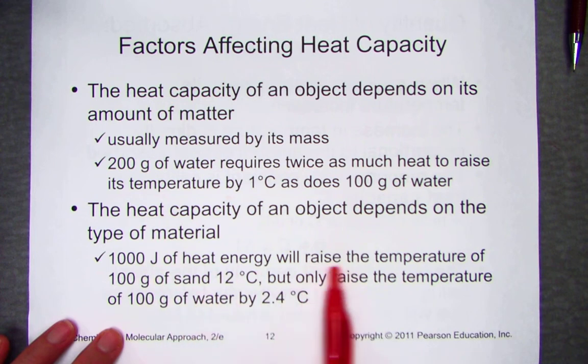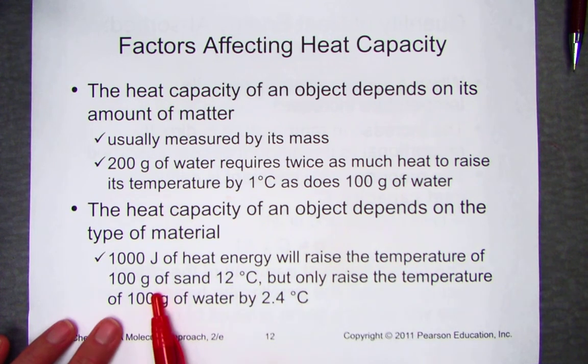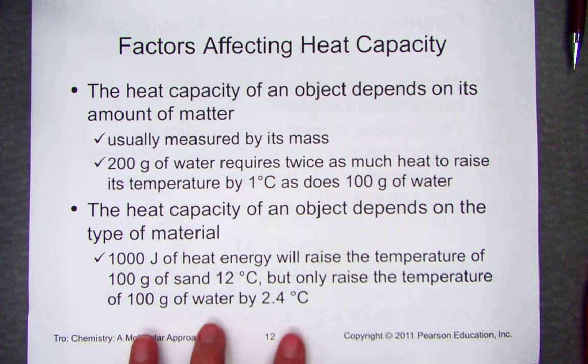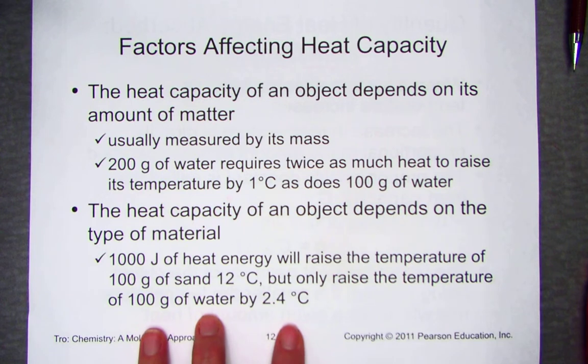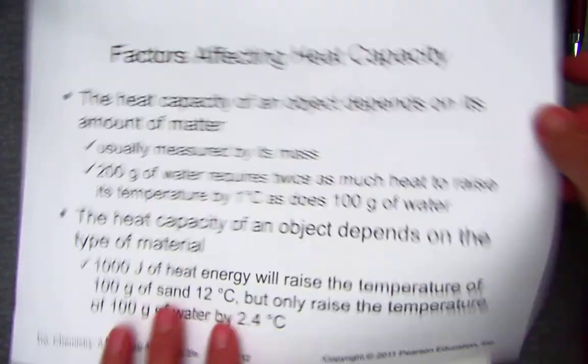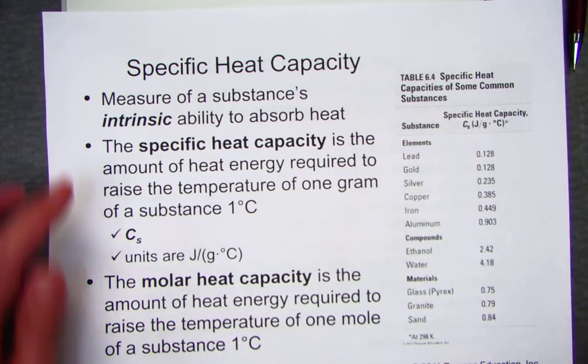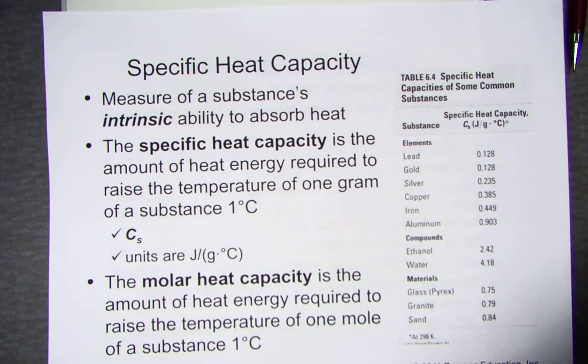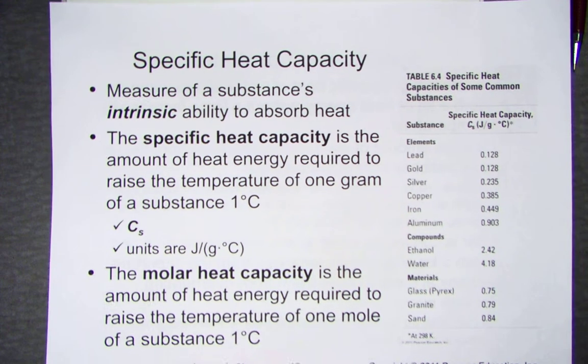1,000 joules of heat energy will raise the temperature of sand by 12 degrees, but the same amount of water only gets warmed by 2.4. Water has a much higher heat capacity than sand. Heat capacity is how much energy it takes to raise a whole object by 1 degree Celsius. However, if we think about the term specific heat capacity, we narrow it down to a per gram basis.